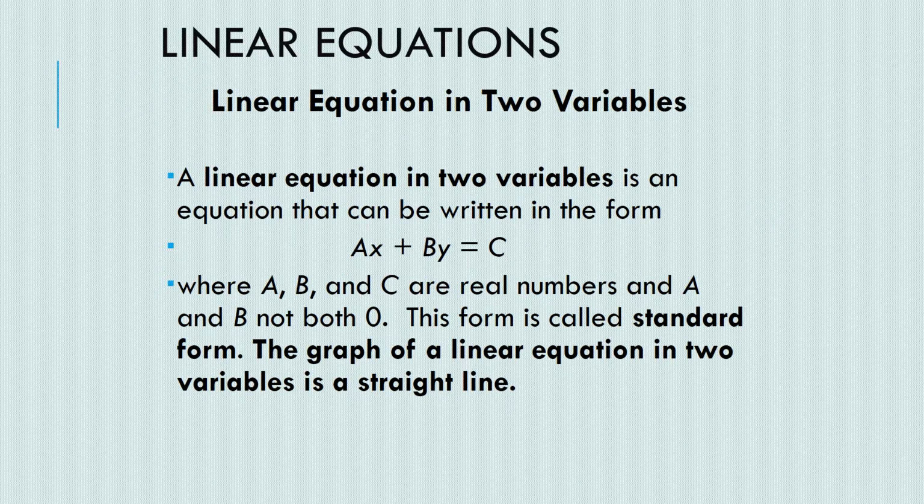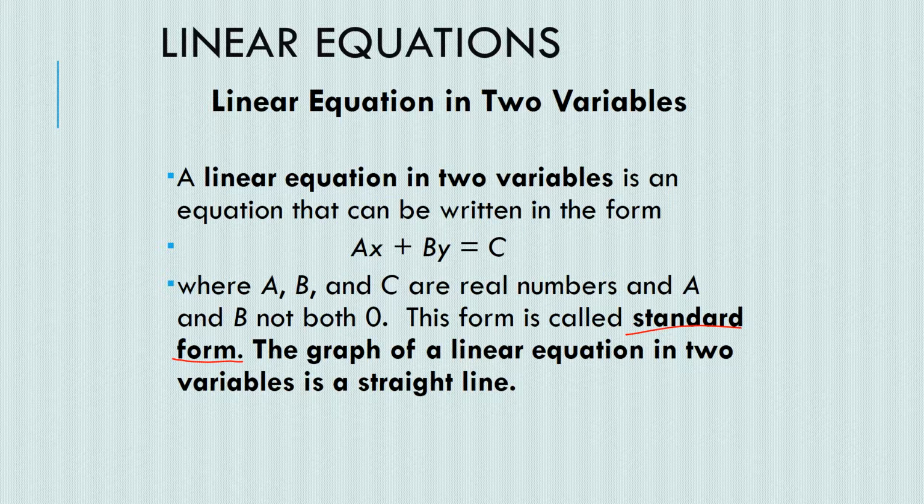A linear equation is an equation that typically involves 2 variables. And your variables can be written in what we call standard form: Ax plus By equals C. And A, B, and C are real numbers, and A and B are not both 0. So this is our standard form.